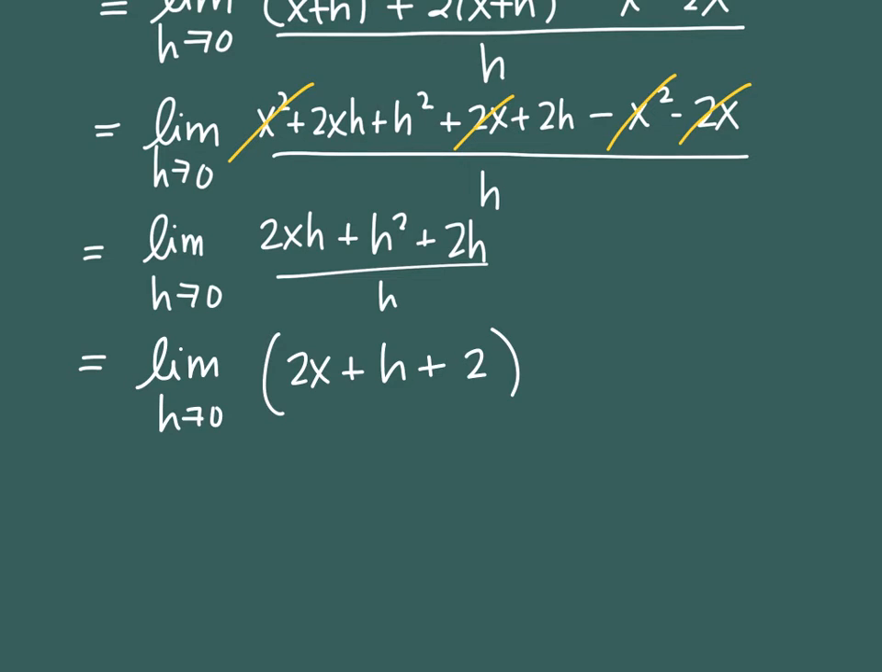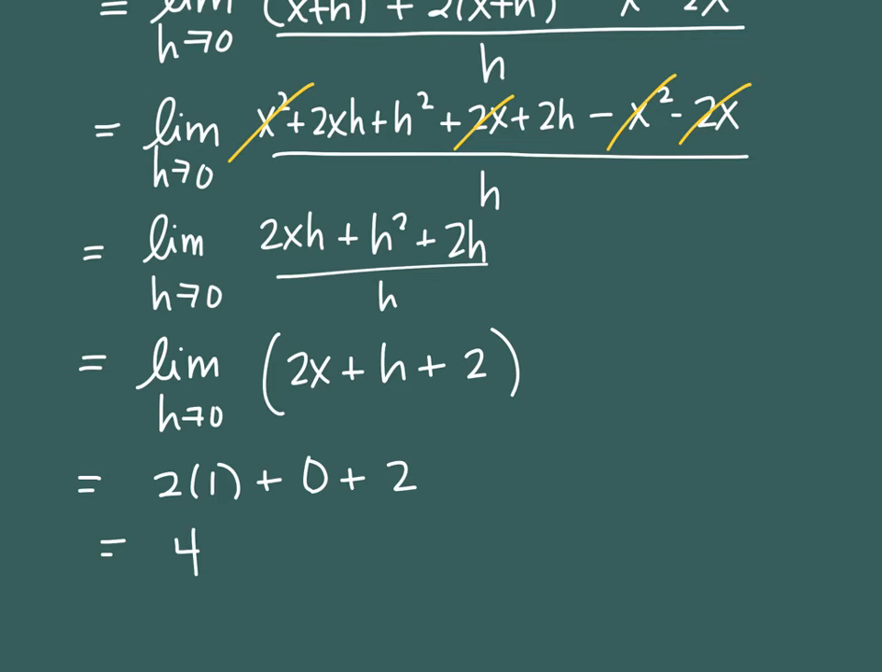Now we can finally plug in the numbers. What are we going to plug in for h? What are we going to plug in for x? Now you can plug in your numbers. So you're going to plug in 2 times 1 plus 0 plus 2. The answer is 4. So that tells you that along this parabola, at that particular point, the slope was 4, the instantaneous slope. Instantaneous meaning at that point and at that point only, the slope was 4.